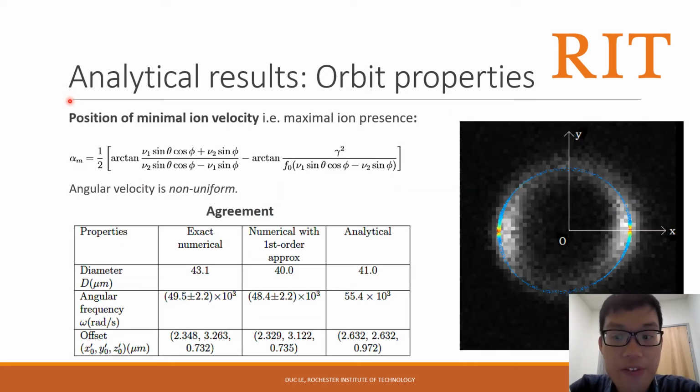Another result that we found analytically was the position of minimal ion velocity, which corresponds to these bright spots on the experimental data, and here is that formula. So the analytical result found in the previous slide turns out to be very similar to the numerical result, despite the simplification that we made, and that includes the diameter and the offset of the center of mass.